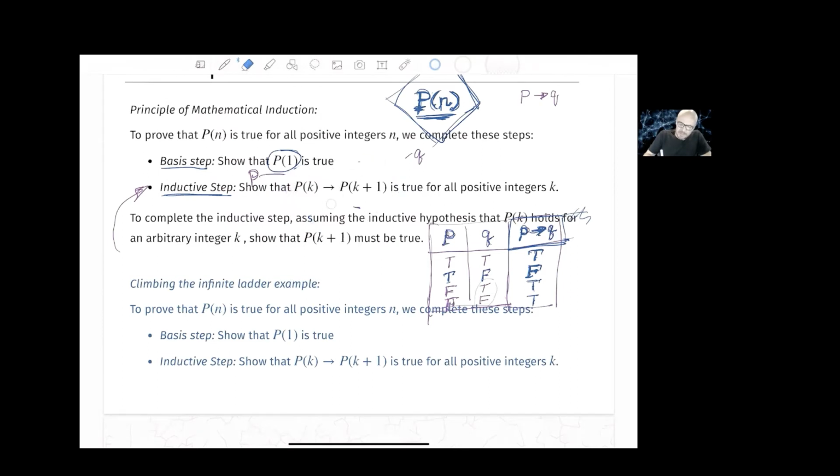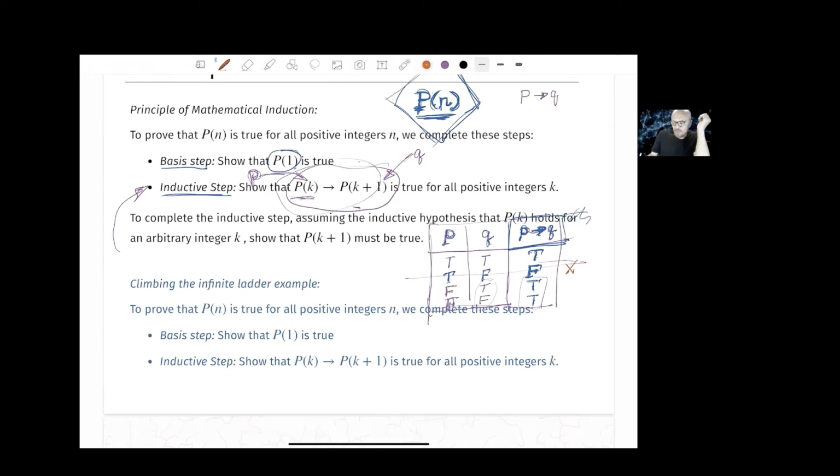So in this table, this implication here, this is P, this is Q. If P(k), which is my P, is false, no matter what Q is, no matter what P(k+1) is, the implication itself is true. What I'm trying to show is that the entire implication is true, and my only concern is that I don't get this pesky case here. I don't want this row to happen.